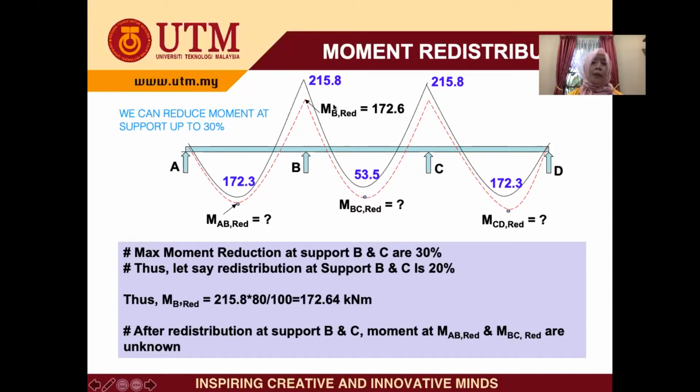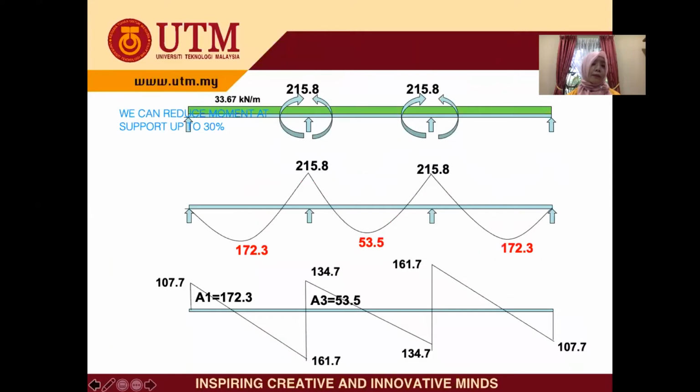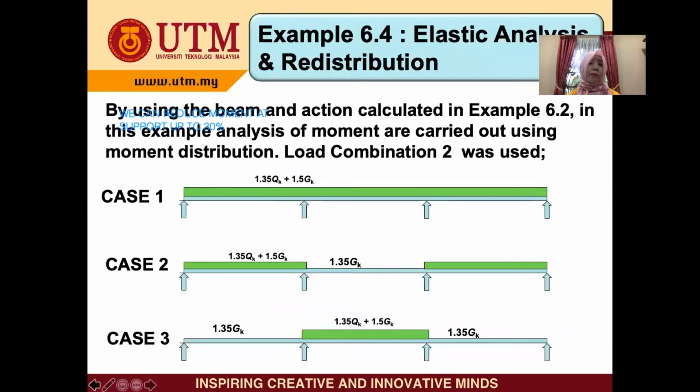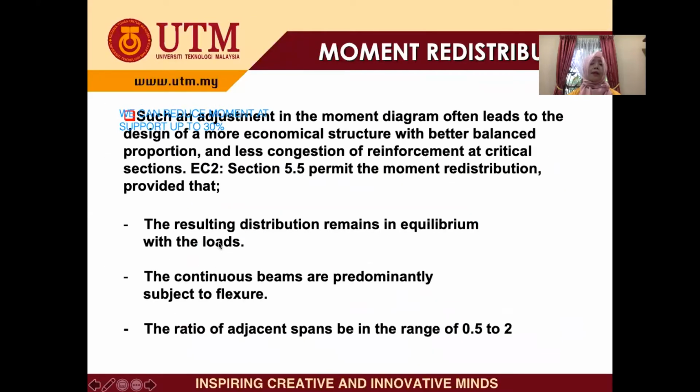But we must remember, when we reduce moment at the support, we need to calculate back the moment at the span. Because as you can remember, according to the condition given by the Eurocode, we must assume that distribution remains in equilibrium with the load. This one we must maintain the equilibrium of the load.